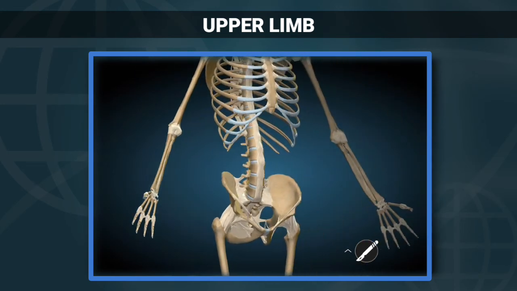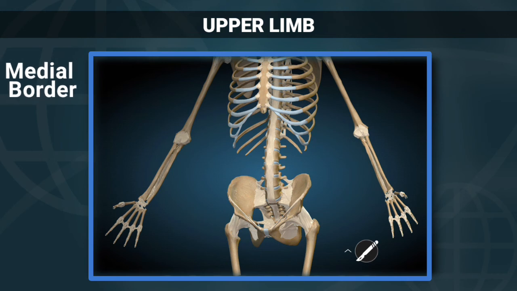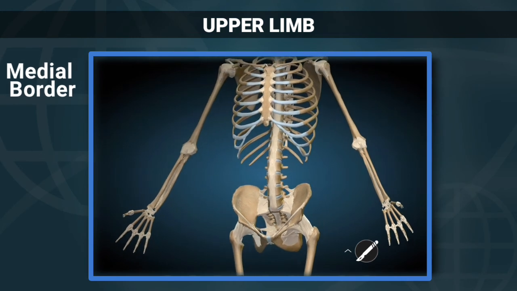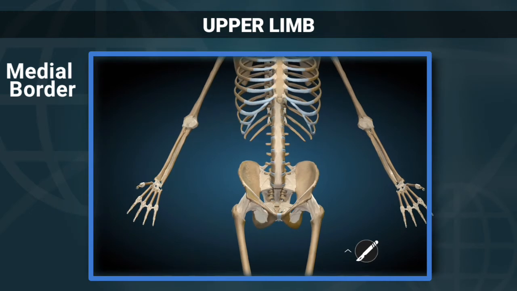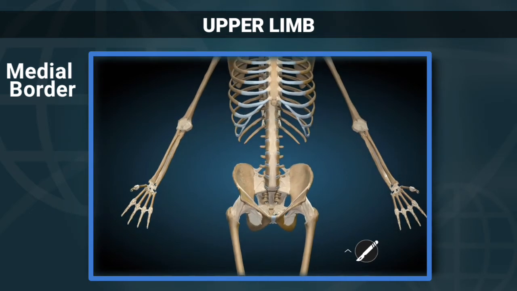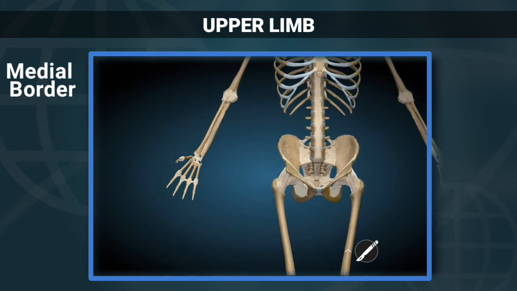Okay, now let's discuss the medial border. This one is the right upper limb. The medial border of the upper limb or the right limb lies along the little finger, the medial border of the forearm and arm. This is called the medial border of the right arm or the upper limb. This is the little finger.